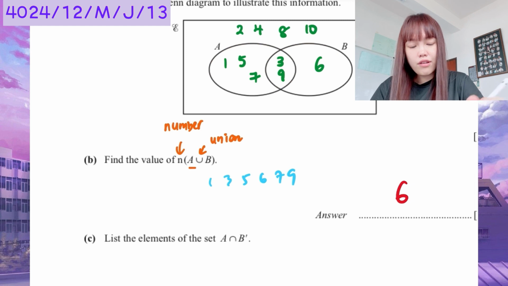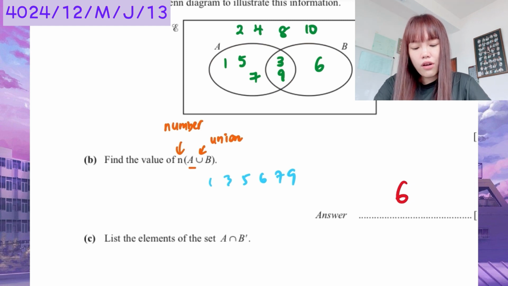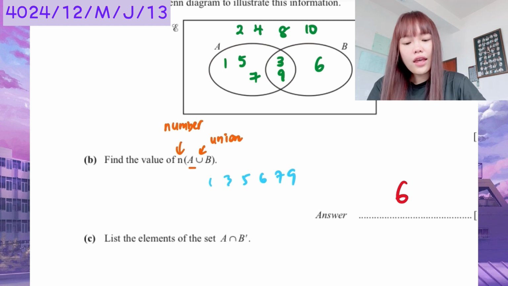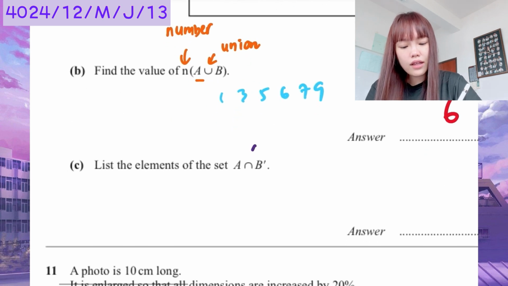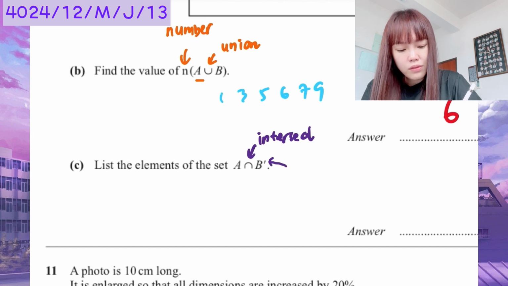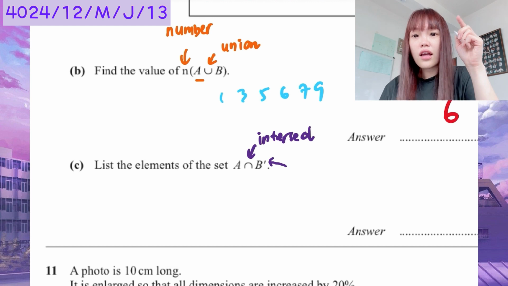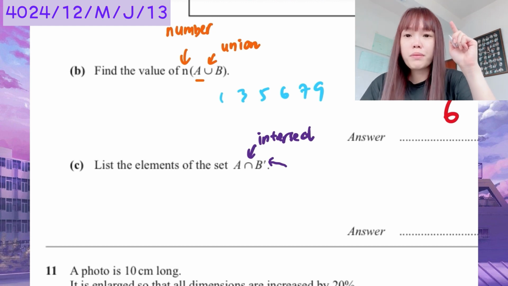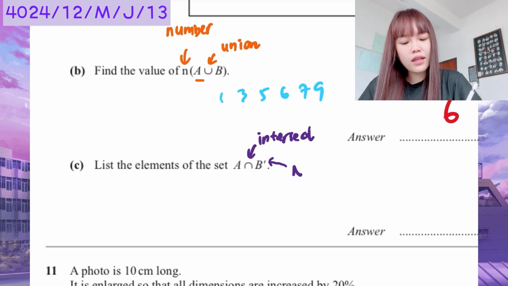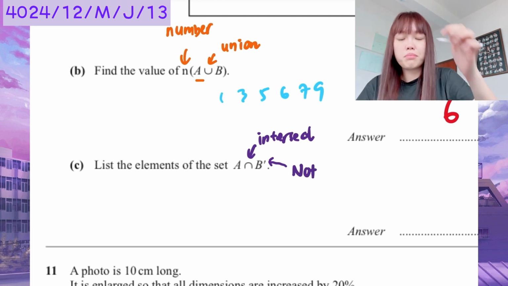Okay, so part C, list the elements. Okay, I'm going to erase this highlight. List the elements of the set A intersect. This symbol is intersect. And the symbol here, this one with the bar on top, is called complement. Complement of B means not B. Okay, to put it in simple language, not B.